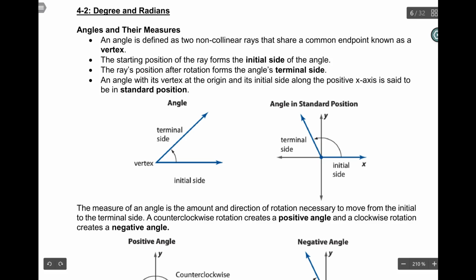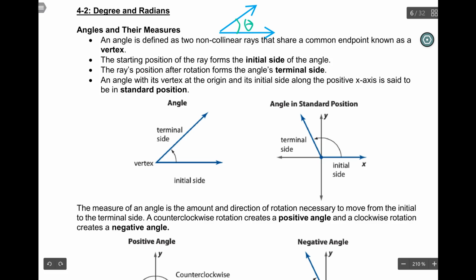An angle is defined as two non-collinear rays that share a common endpoint known as a vertex. So what it's talking about here is the fact that we can have two non-collinear rays, meaning they're not on the exact same line. They share a single endpoint. There we go. And then we know that there's an angle in between them. So here's my theta angle.